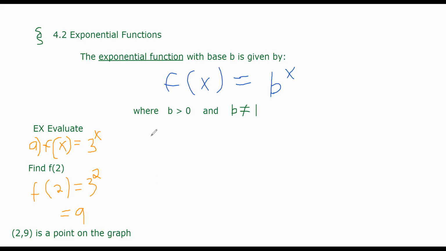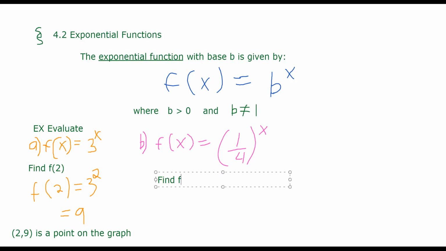Let's do this for a couple others, and we're going to mix it up a little bit, have some fun with it. Let's do pink. We never do pink. Okay, let's say you're starting with the function f of x equals, now our base is going to be the fraction 1/4. And so it's 1/4 to the x. Okay, and what we want to find is f of 3.